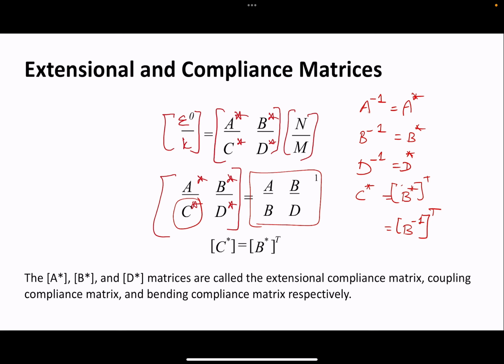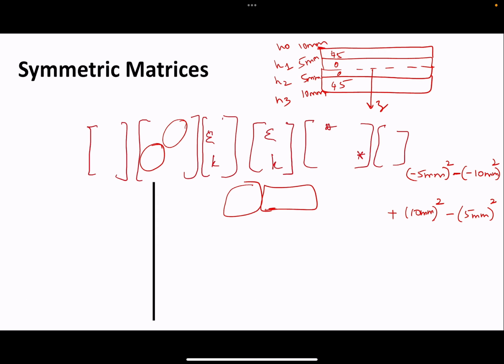So the only thing that you have to be careful of when you invert the big matrix is that the first ones, no problem, right? A, B inverse, but the C star matrix is different. It's a transpose of the B inverse matrix. That is something you have to be careful about.